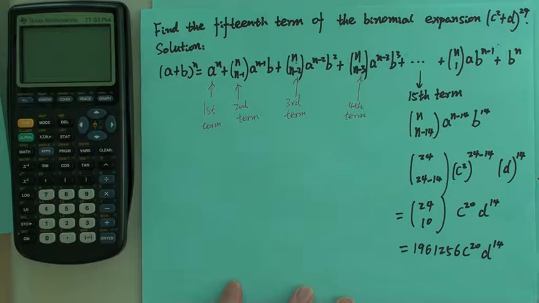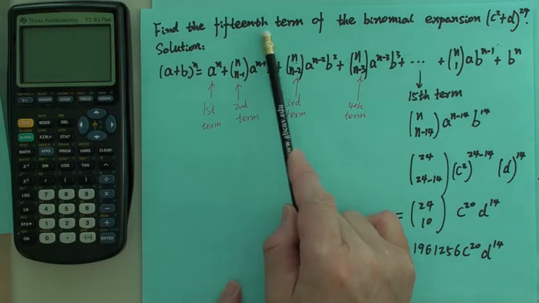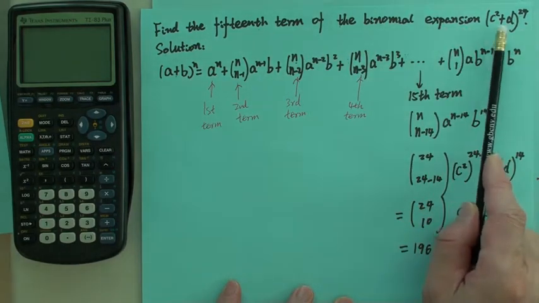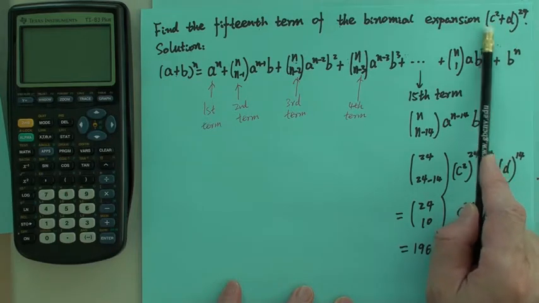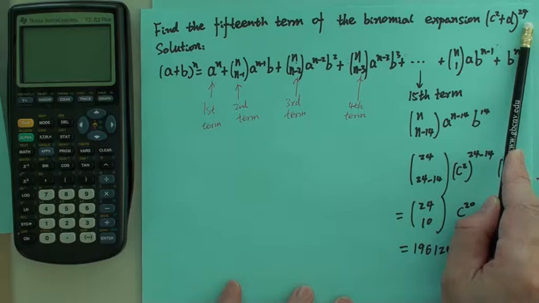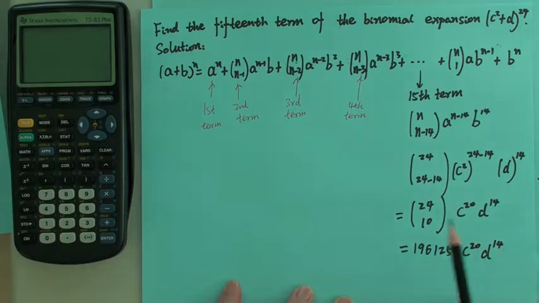In this lecture, we'll use the binomial theorem to work on the questions. This one is: find the 15th term of the binomial expansion of (c squared plus d) to the 24th.